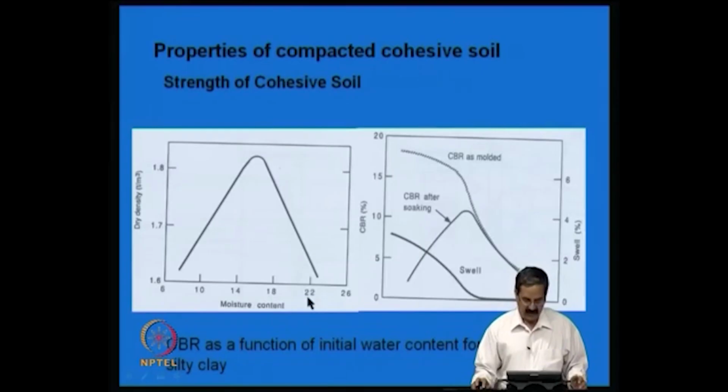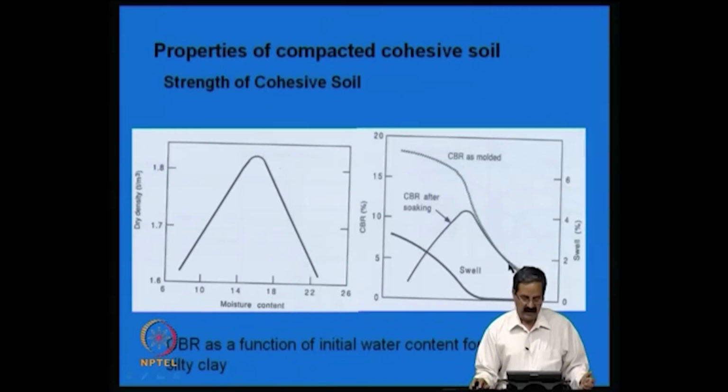This is another important relationship, because we do compaction, and then we should know, say for example, you got a compaction curve like this, what is its implication, what does it mean? Like if 6 to 26% there is a water content here. Say for example, this is the water content at a very dry state, and the CBR is about 17 to 18%, and then as water content is increased, CBR comes down.